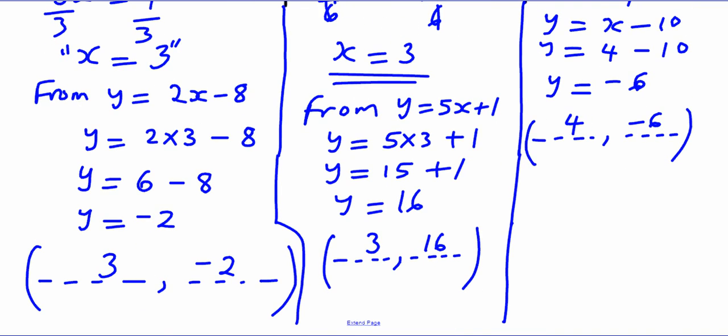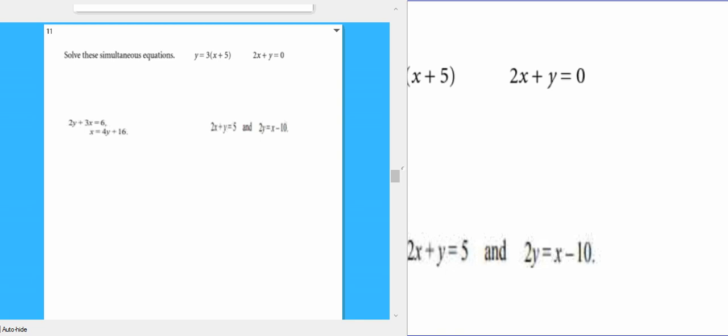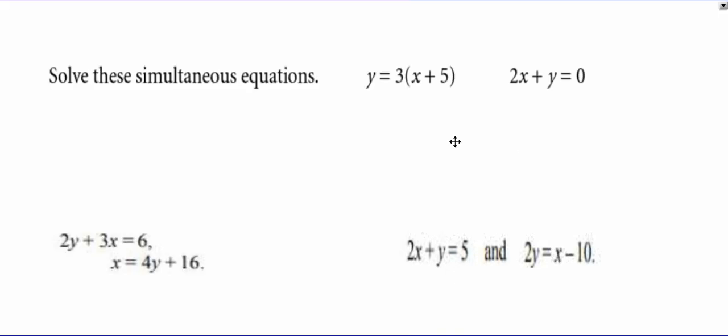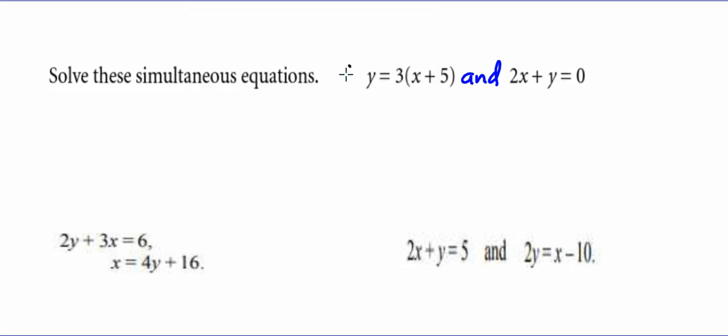Okay, let us see the next part. The next part is here. Okay, solve these simultaneous equations. We have y equals 3 times x plus 5 and 2x plus y equals 0. Okay, let us make borders because we have so wide space. We can even go down until there.